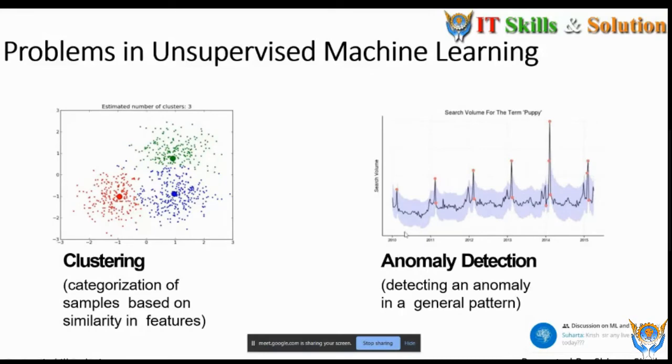Then there is one thing that is called anomaly detection. So what is anomaly detection? Actually, we just find a general pattern. Okay, so I will give you a very good example of anomaly detection, and that is kind of a recommendation system as well.